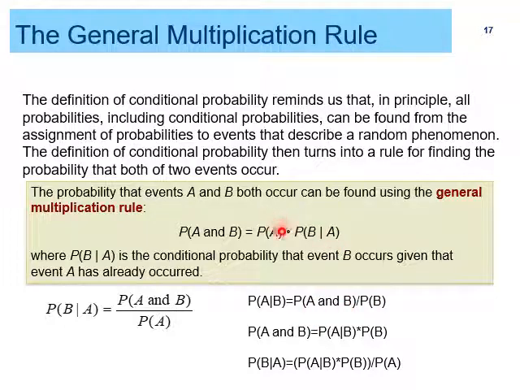With this formula we know that P(A and B) is equal to P(A given B) multiplied by P(B). Because this is the formula, we can substitute this value here and write P(B given A) is equal to P(A given B) multiplied by P(B), all divided by P(A). So this is the Bayes theorem.